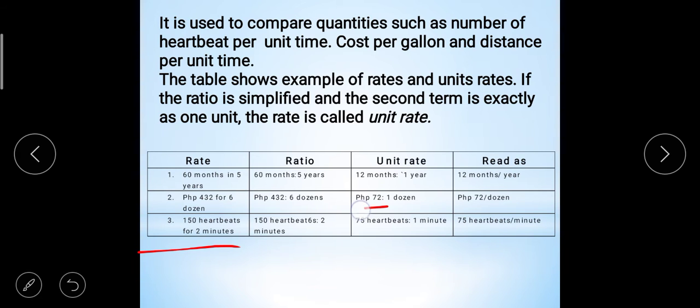That gives us 75 heartbeats and 1 minute. Kasi 'di ba, we already have the answer. I was just asking for the common factor that has been used para makuha natin yung 75 heartbeats and 1 minute. Ano yung ginamit na common factor? Kaya tayo nakakuha ng 75 heartbeats and 1 minute. The common factor between 150 and 2.